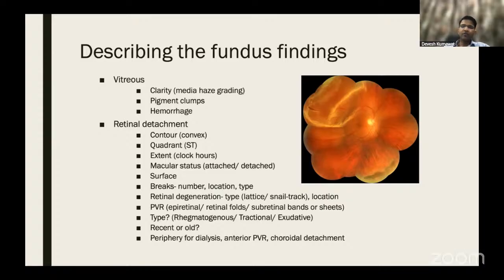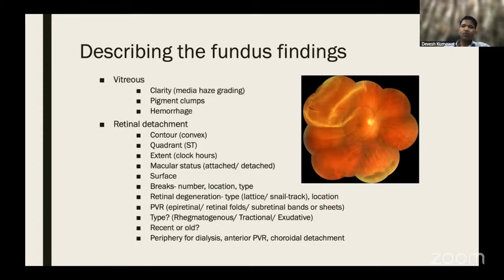Now, how is the surface of the retinal detachment? Are there any corrugations present on the retinal surface? Any corrugations then will point to a rhegmatogenous retinal detachment and a fresh retinal detachment. Then you look for the breaks, the number of the breaks, the location of the breaks, and the type of the breaks, whether they are horseshoe tears, atrophic holes, or dialysis or giant tears, that you have to comment on. Whether there are peripheral treatable retinal lesions such as lattice degenerations or snail track degenerations, or there are non-treatable lesions such as paving stone degeneration, what is their location, number, extent, that is also to be documented.